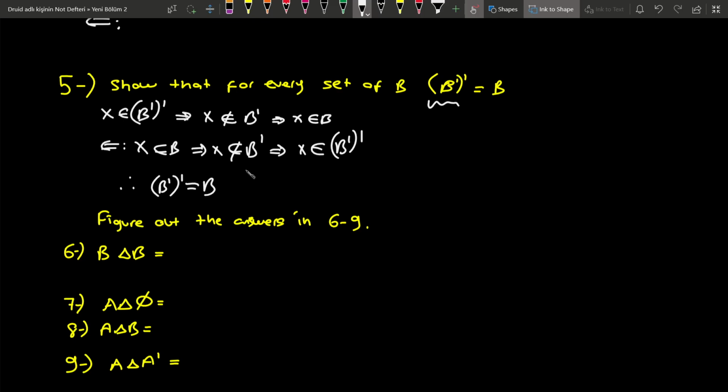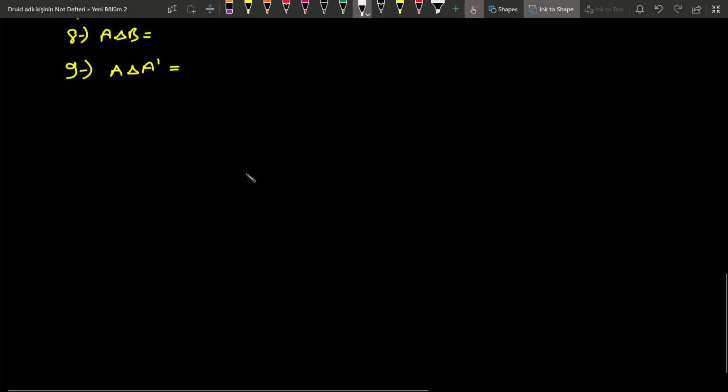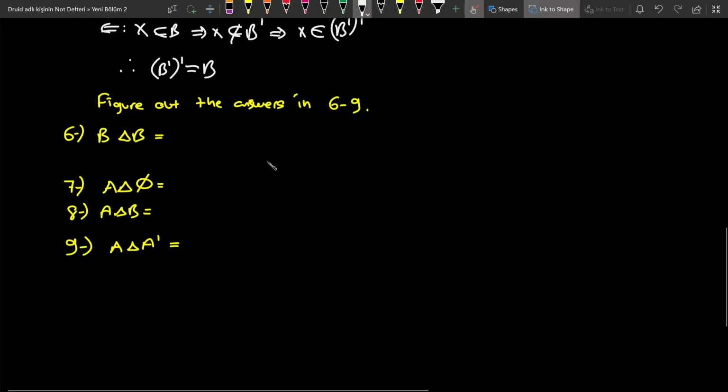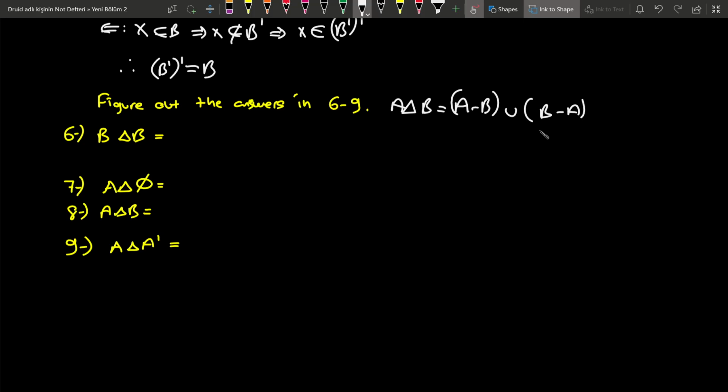Okay. Is this our last question? Yep. Figure out the answers in 6 to 9. Okay, so we have a symmetrical difference. We talked about it yesterday. I told you guys to remember it, but still we're going to give the formula here. A symmetrical difference B equals A minus B union B minus A, right? So we will just use the formula to solve these. We have one formula for symmetrical difference, we'll just use it.